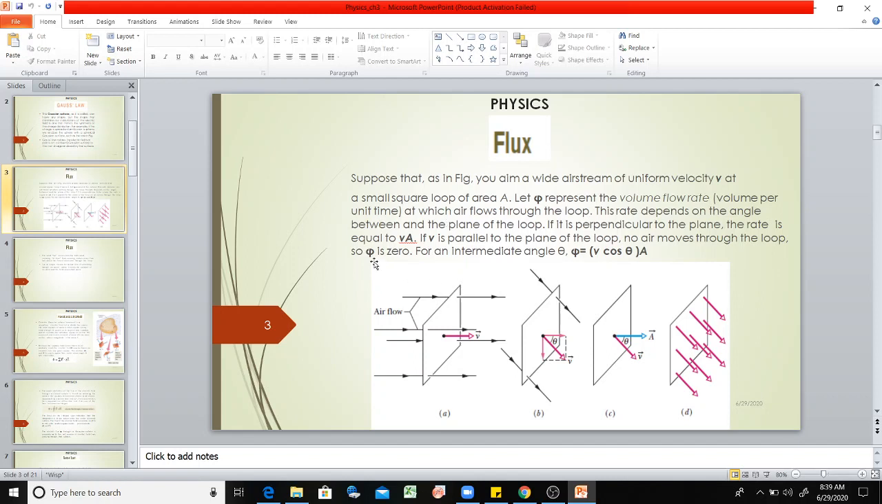This rate depends on the angle between V and the surface area A, that is V dot A, VA cos theta. So phi is equal to VA cos theta. A is constant, so we take it outside the parenthesis. So V cos theta is the component in the direction of the area vector A. You can see when V and A are parallel, the value will be maximum. When there is an angle, the value decreases by cos theta, and when they are perpendicular, the value will become 0.